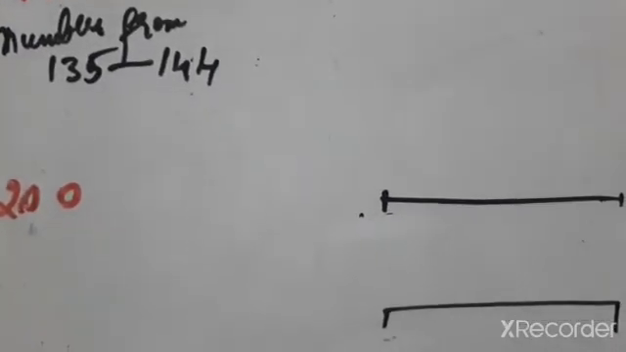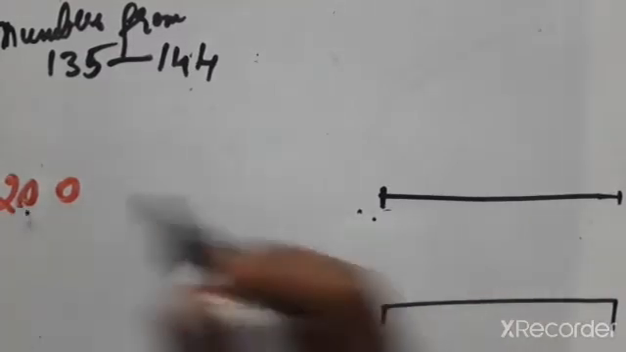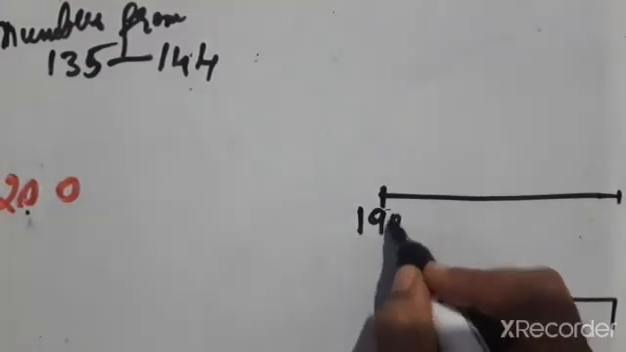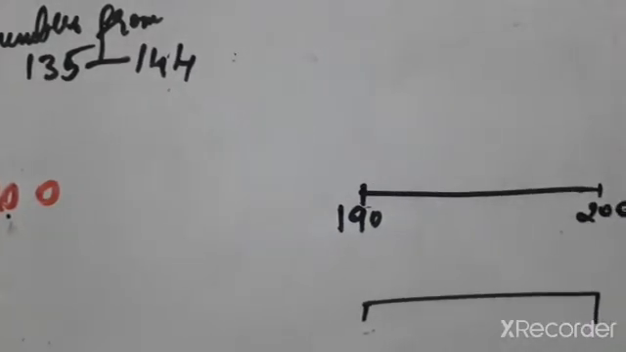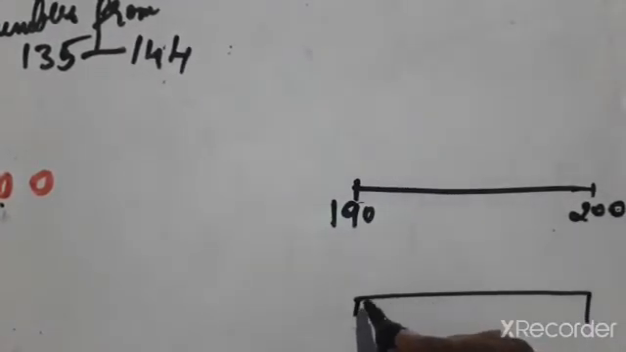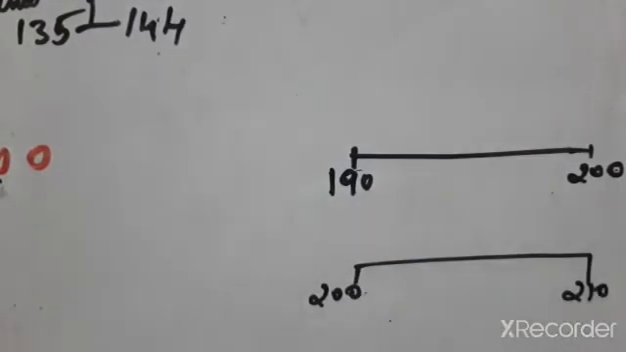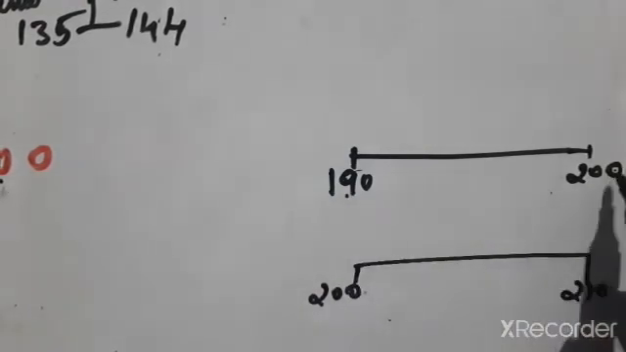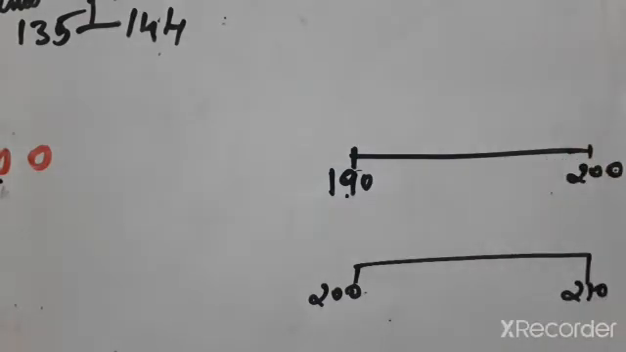Check the number line. We are rounding off to the tens place. Tens place means numbers from 190. This is very important in this method. 190 to 200. Numbers between 190 to 200 and numbers between 200 to 210, because of the tens place. So 190 plus 10 means 200. 200 plus 10 is 210. Now we have to check both sides. Numbers from 190 to 200 and 200 to 210. Which numbers get rounded to 200?